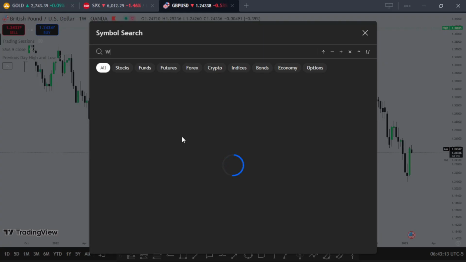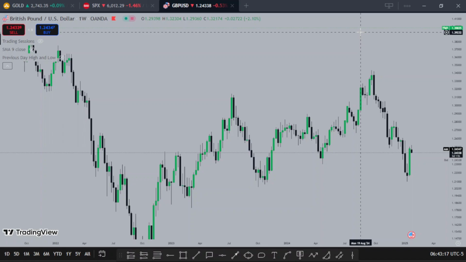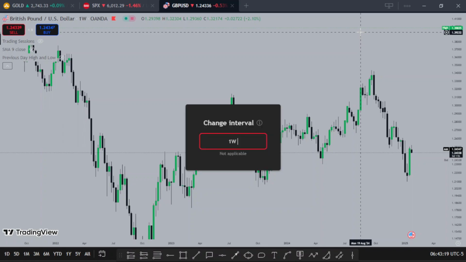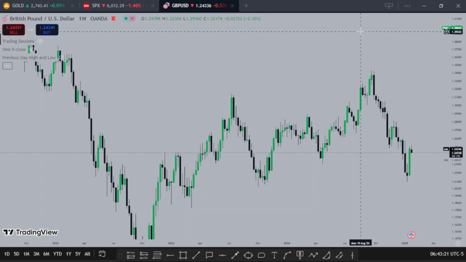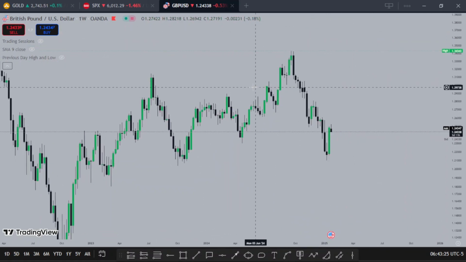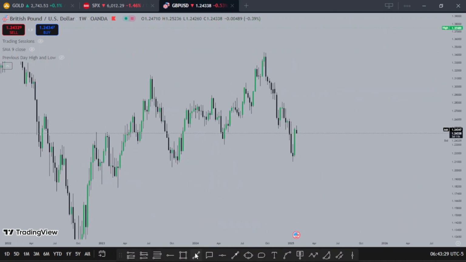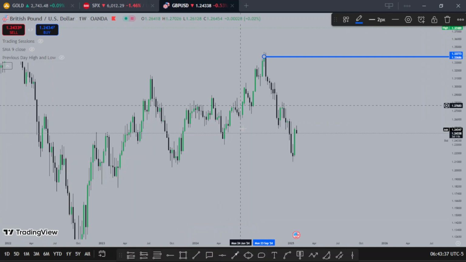So let's head over to the weekly time frame and see what price is going to be playing out on GBPUSD. We already have the weekly time frame. Now on GBPUSD, we can see that price gave us a swing high over here. We created a swing high over there, and price seems to be trading outside of it, and this was our swing low over here.